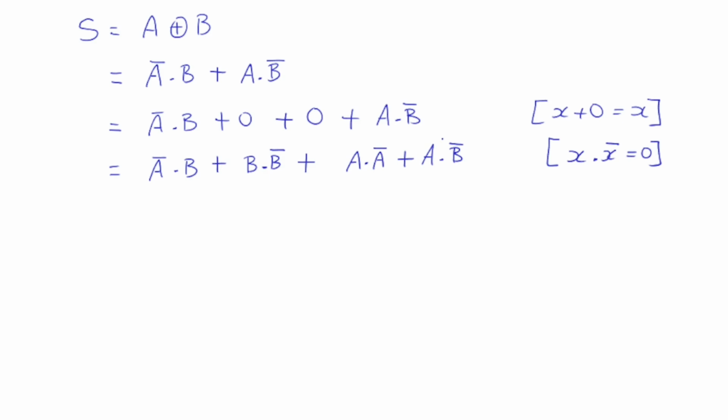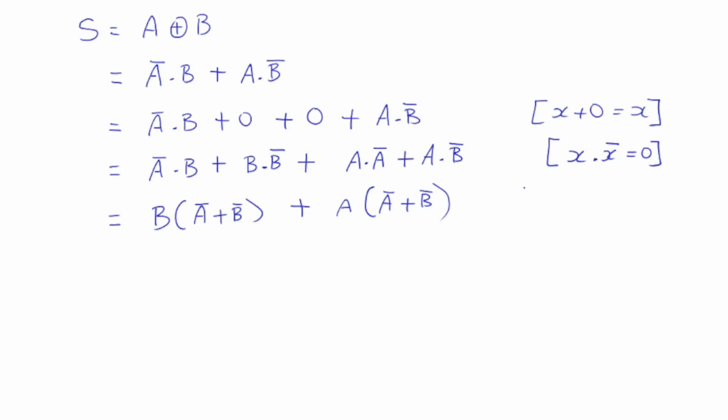and then we'll just copy down A dot B complement. Then what we can do, we can take B common in the first half and we can take A common in the second half. That is, B will come out and we'll say A complement plus B complement, and similarly over here A will come out and we'll say A complement plus B complement.